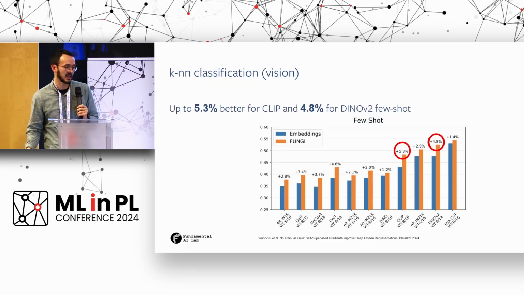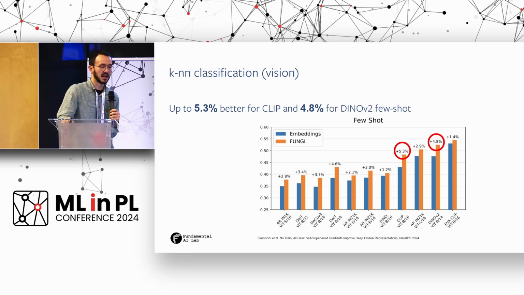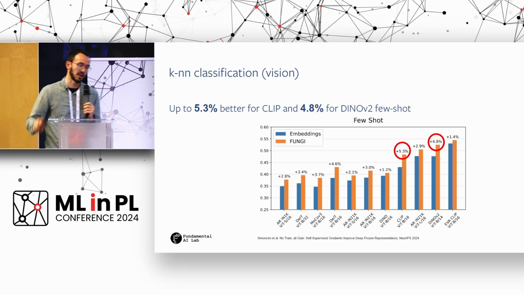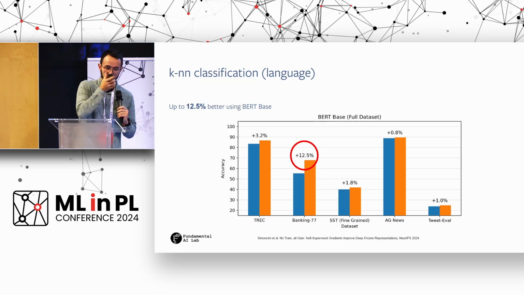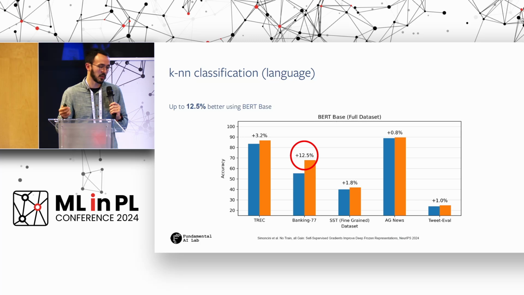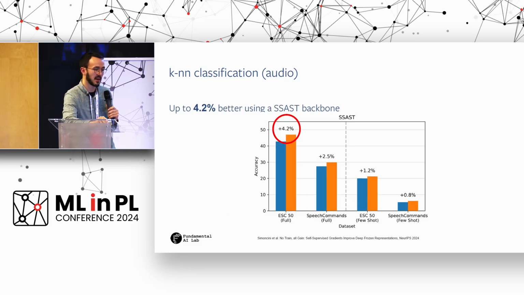For the few-shot setting, where we take 5 images per class, we also get very strong improvements, up to 5% better for CLIP and 5% better for Dino V2, essentially. Even for language, in the case of classification here, we get strong improvements, basically almost everywhere, and even for this particular data set, even 12% better performance. Or same for the few-shot case.